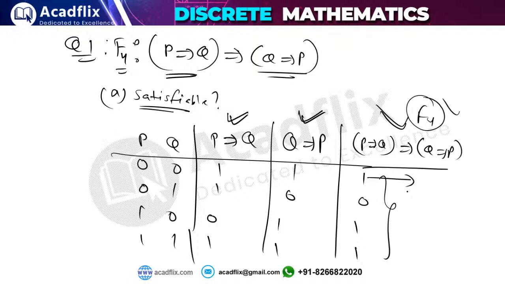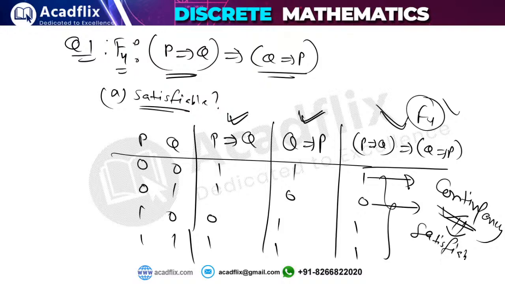So sometimes it is true, sometimes it is false. So it is a contingency, remember. So this F4 formula is a contingency, and because it is a contingency, you can say it is satisfiable. So first question, is it satisfiable? Yes, because it is a contingency. Okay, so this is your first question.